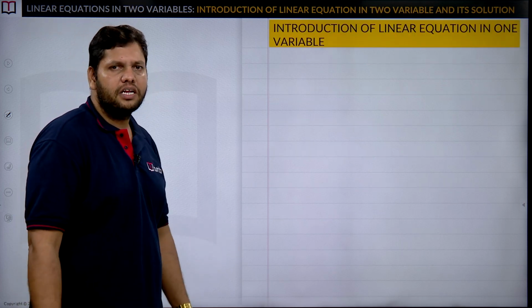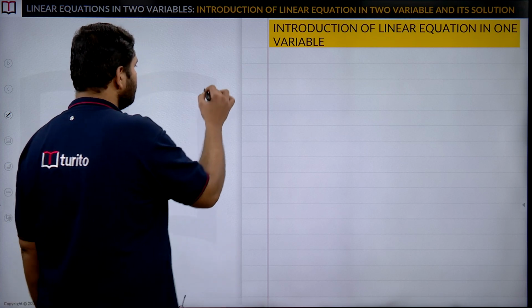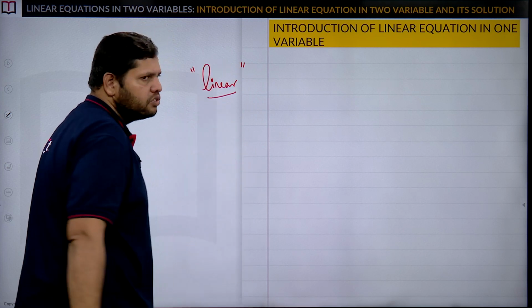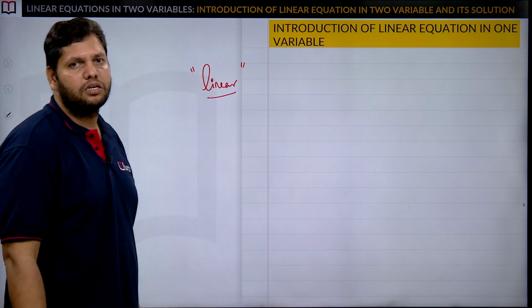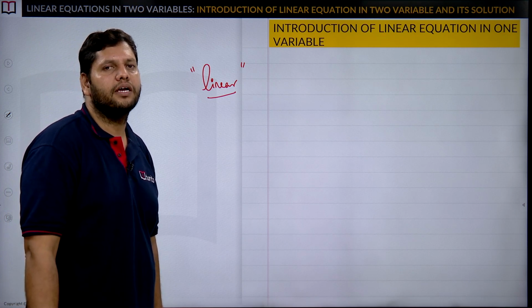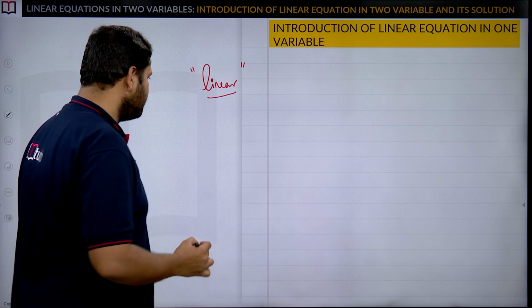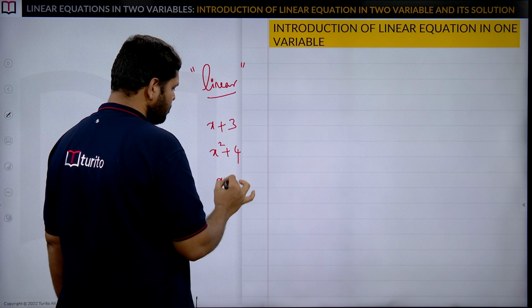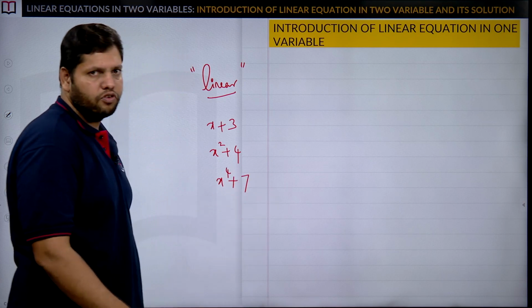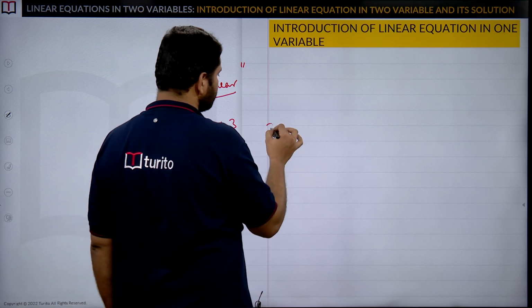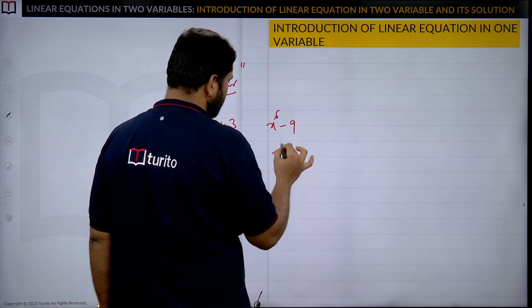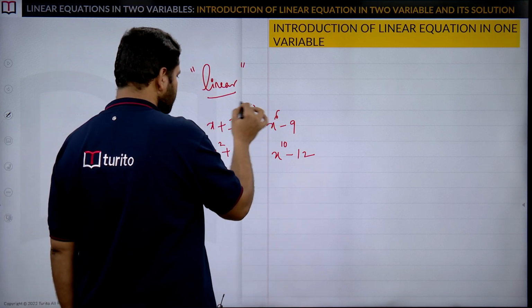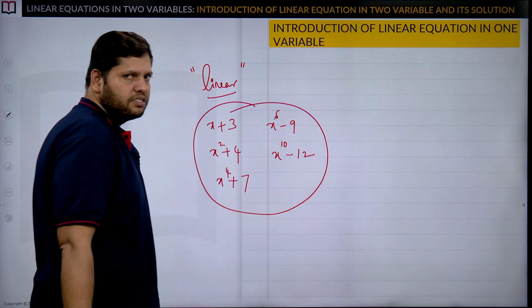Now children, can you tell me what is the linear equation in one variable? First tell me what is the meaning of linear equation. Linear means what children? When can we say an expression or equation is linear? Suppose I am writing some expressions children: x plus 3, or x square plus 4, or x to the power of 4 plus 7, or x to the power of 6 minus 9, x to the power of 10 minus 12, isn't it? So I wrote some expressions. From these, can you identify which is the linear expression?